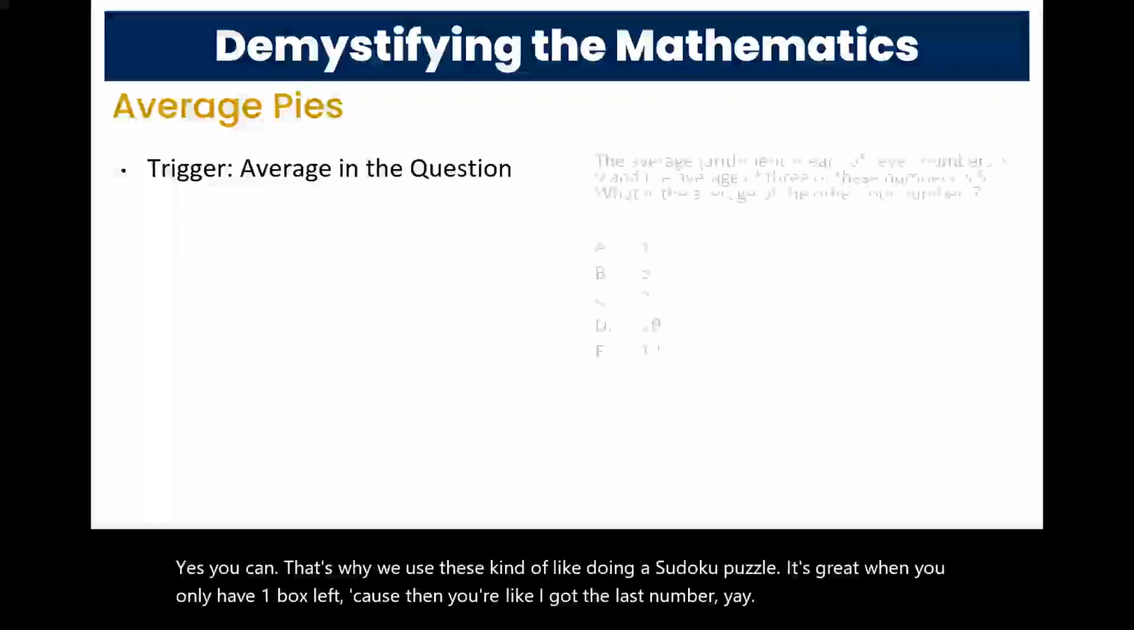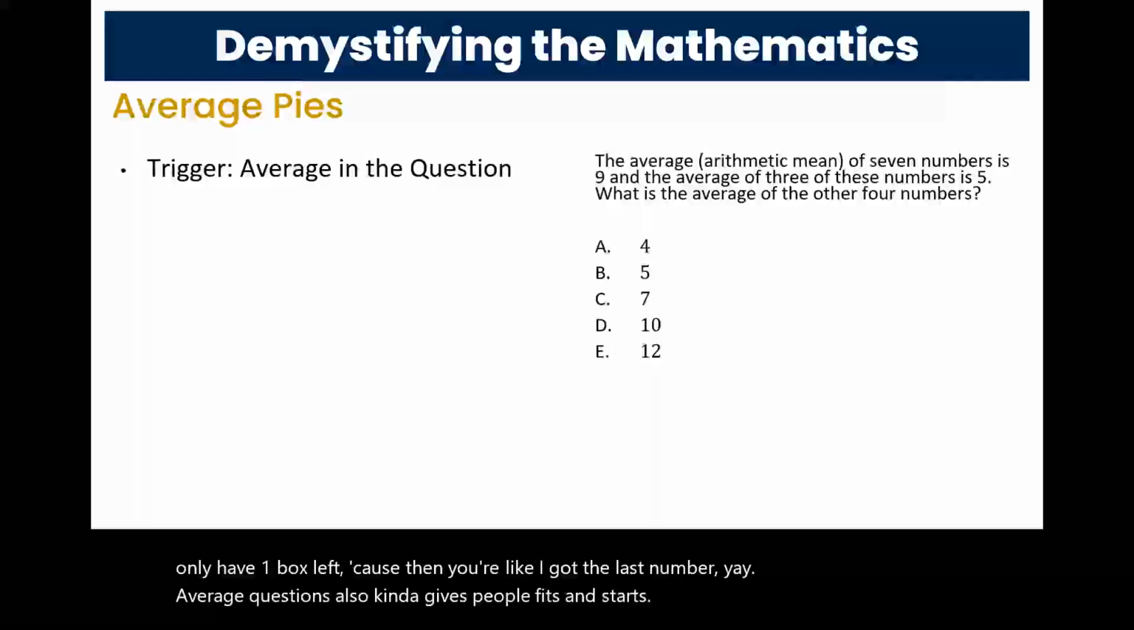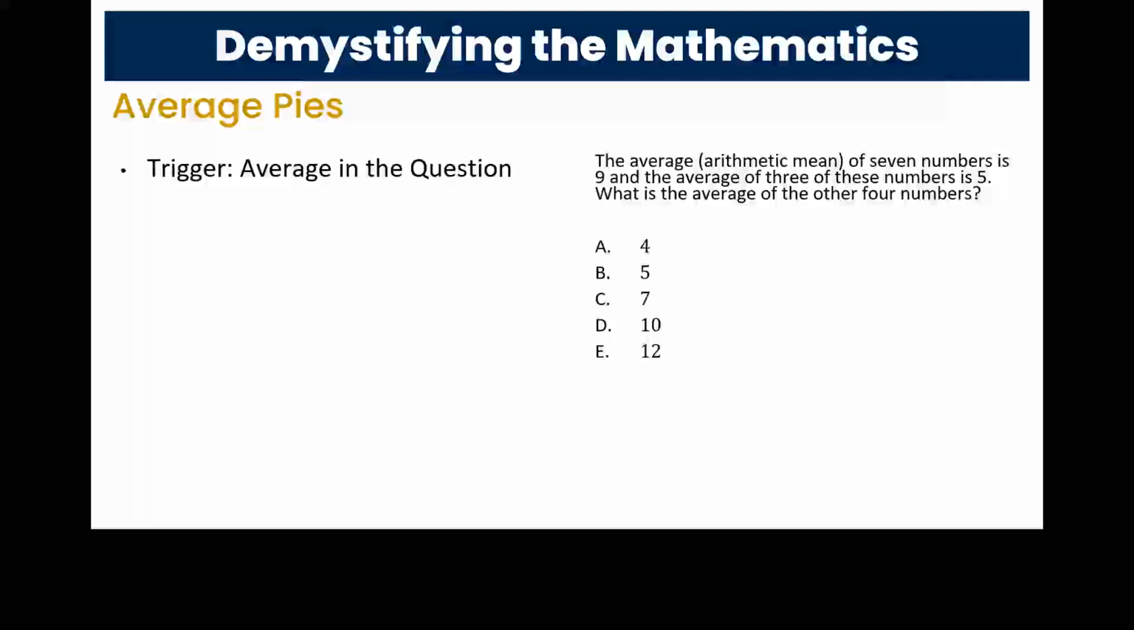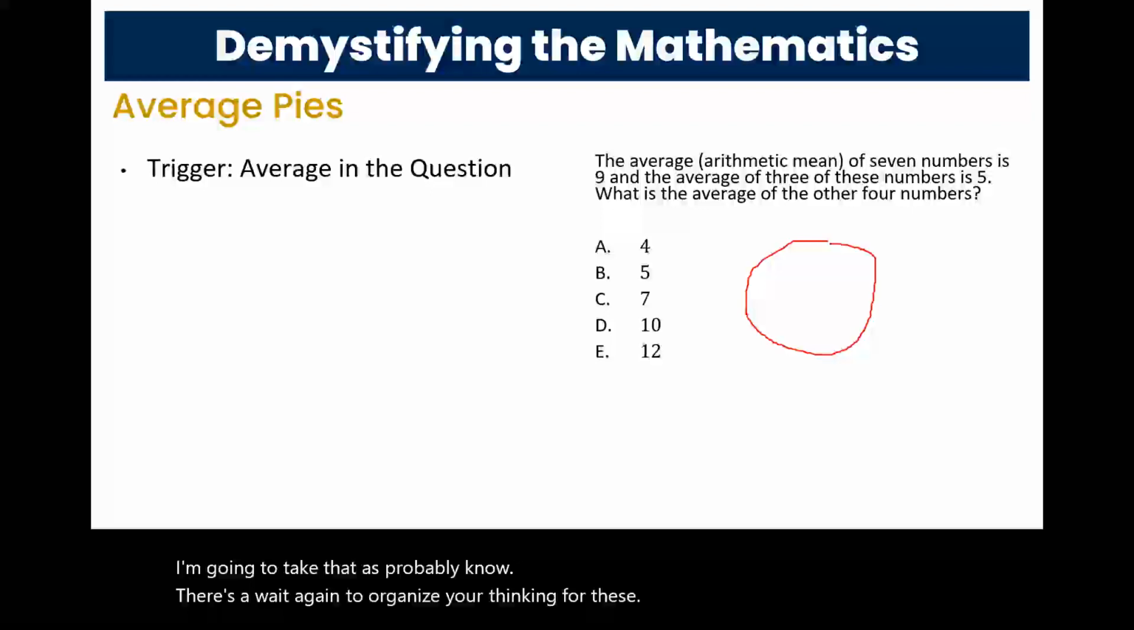Average questions also kind of give people fits and starts. How many see a clear path to the answer for this one right off the bat? I'm going to take that as probably no. There's a way, again, to organize your thinking for these. We call that the average pie.